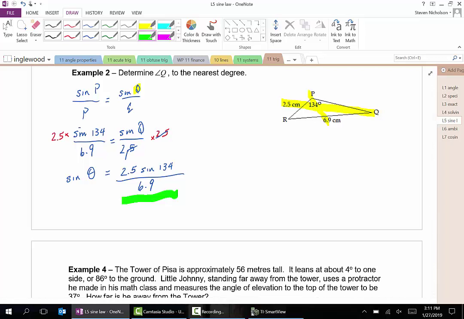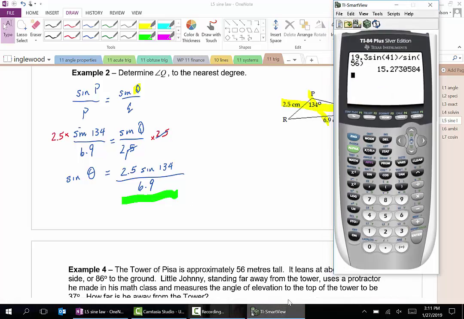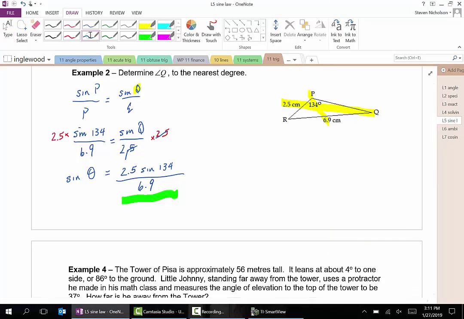So when you do an intermediate calculation, make sure you take it to 4 decimal places. So let's see what this is. So 2.5 sine 134, again, close your brackets, divided by 6.9. And that's going to equal 0.2606. So as long as we take this to 4 decimal places, we're going to be okay. So the sine of the angle is 0.2606, but in order to find our angle from last day, we know we can push this button right here.